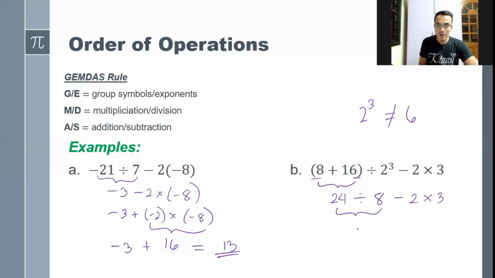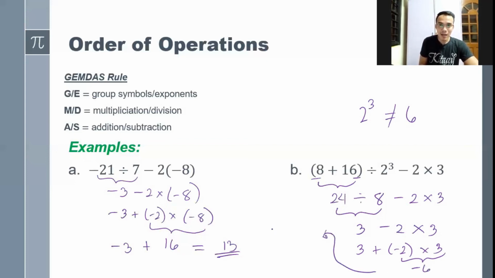24 divided by 8 is 3 minus 2 times 3. We have minus 2 again. So we have to apply the definition of subtraction. This is plus negative 2 times 3. Multiply negative 2 and 3 first before you add. Negative 2 times 3 is negative 6.